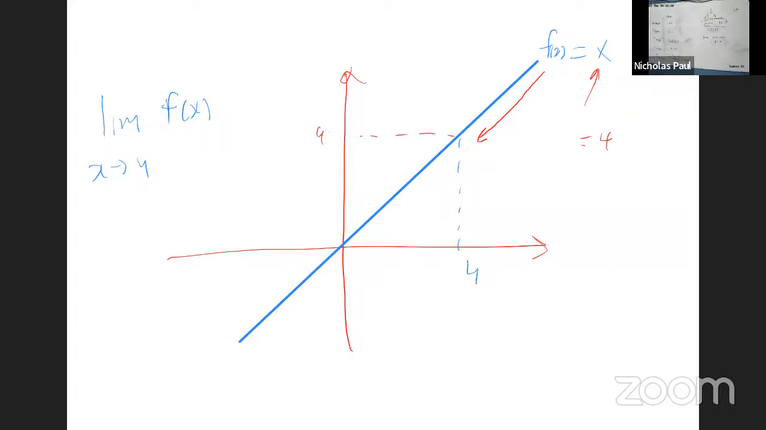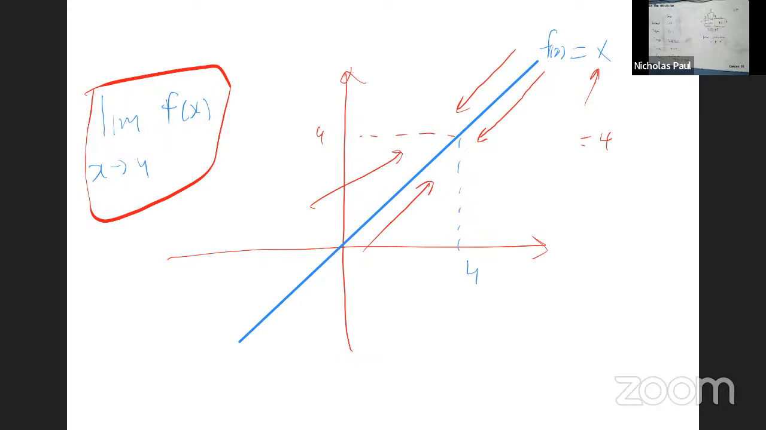All okay with that? You understand the concept? If I approach from the left-hand side, what will I get? Same answer. So what I want you all to recognize is that for a limit to exist, it has to be the same value when you approach from the right and when you approach from the left.